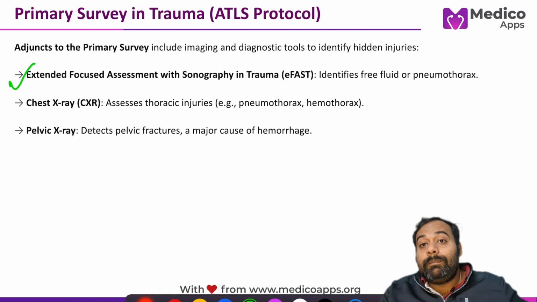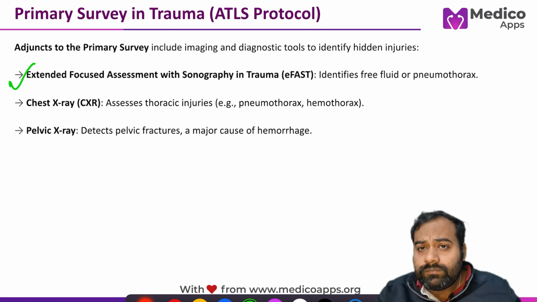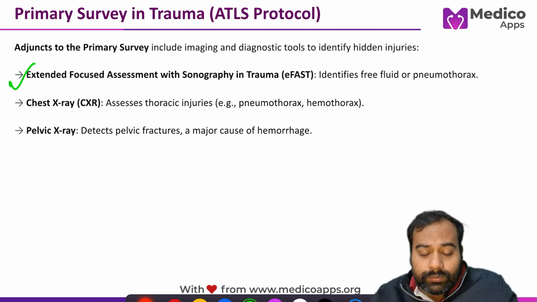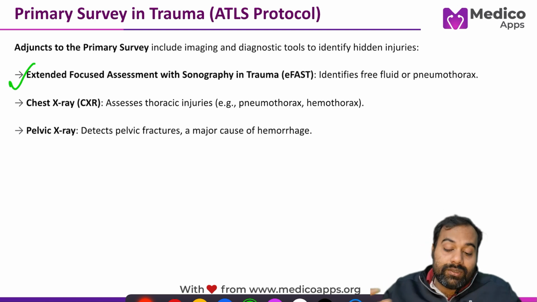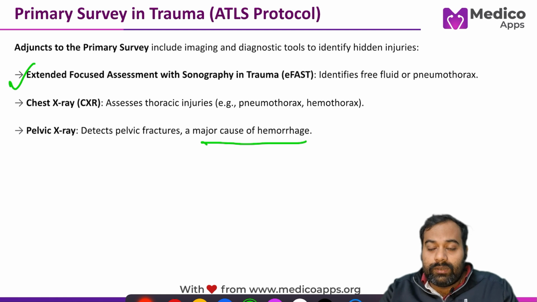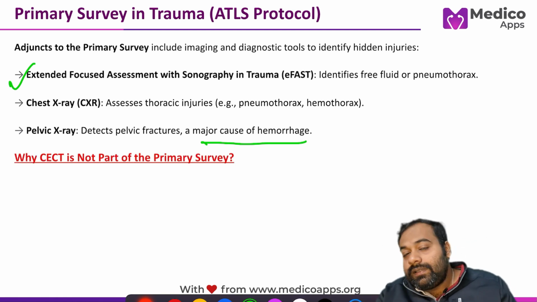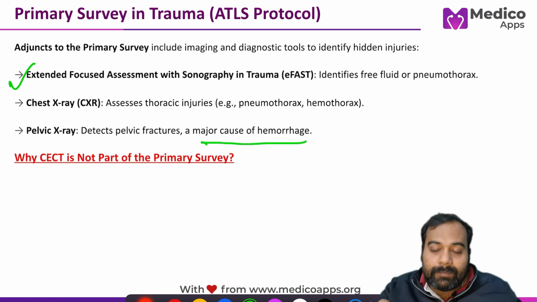Then also we have the pelvic X-ray. So in the pelvic X-ray, a pelvic fracture can be detected. Apart from that, a major cause of hemorrhage can also be diagnosed through this. Now let's try to understand CECT. So CECT is not a part of the primary survey.